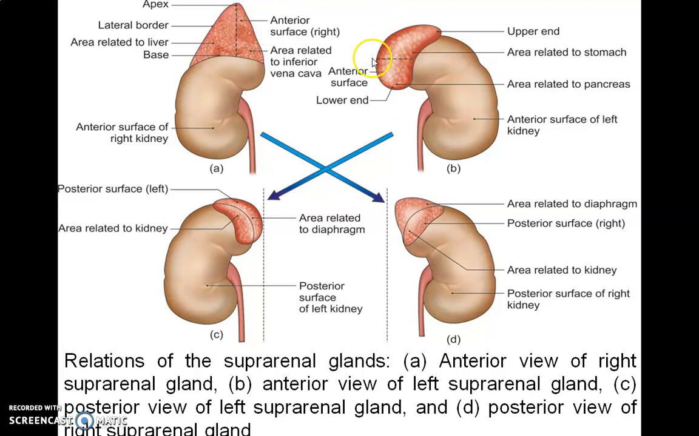Now the left suprarenal gland, this is the left suprarenal gland, semilunar in shape. We have seen its features. This is the lower end and this is the upper end. Upper end is related to the medial end of the spleen.